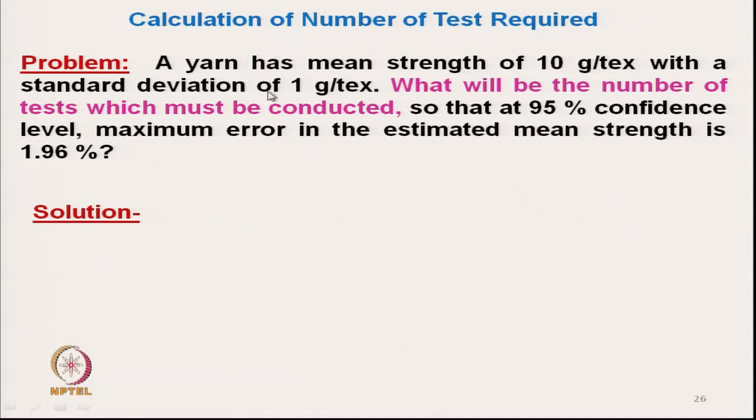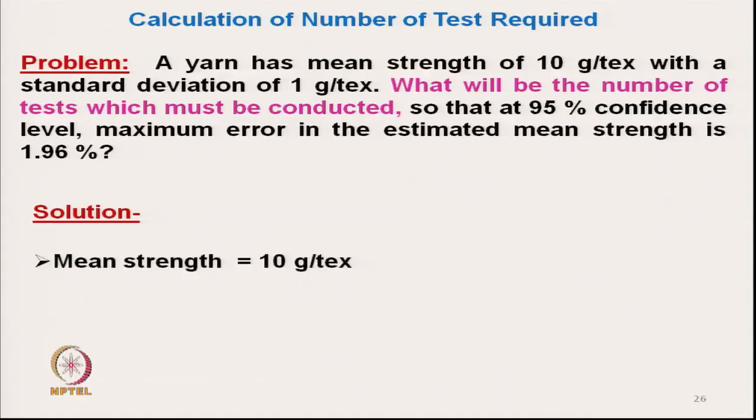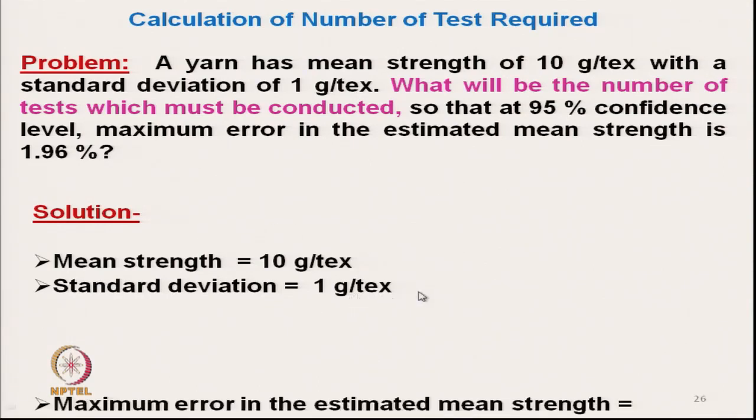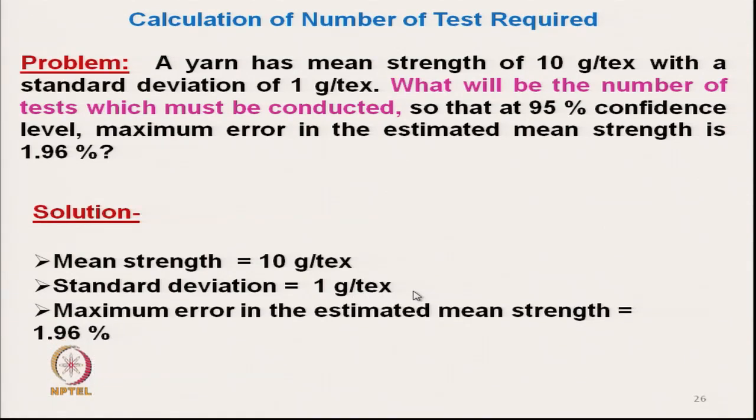The standard deviation is known, and I have to calculate at a 95% confidence limit. Now, what are the given data? Mean strength is given, 10 gram per tex. Next, standard deviation is given, it is 1 gram per tex. Now, the maximum error is given in percent, it is not in value. So in that case we have to convert it in terms of value.